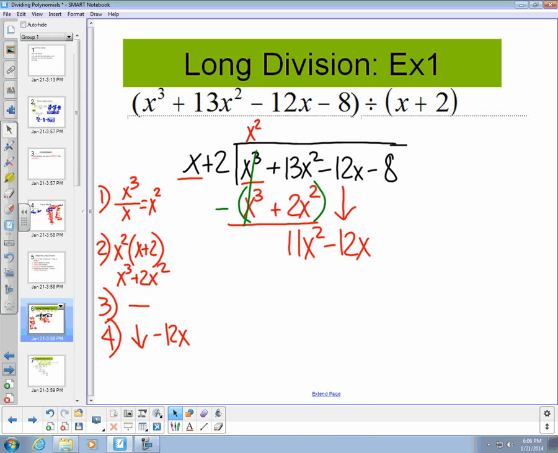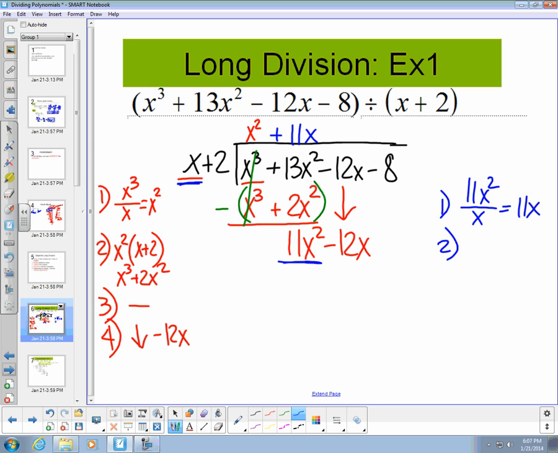Now we start the whole procedure over again. We're going to divide the x, the first term of the divisor, into the first term of the dividend. So 11x squared divided by x would be 11x. So at the top, I'm going to put plus 11x. Now I multiply. 11x, which is the answer I just got, times the divisor, x plus 2, would be 11x squared plus 22x. And we're going to line things up.